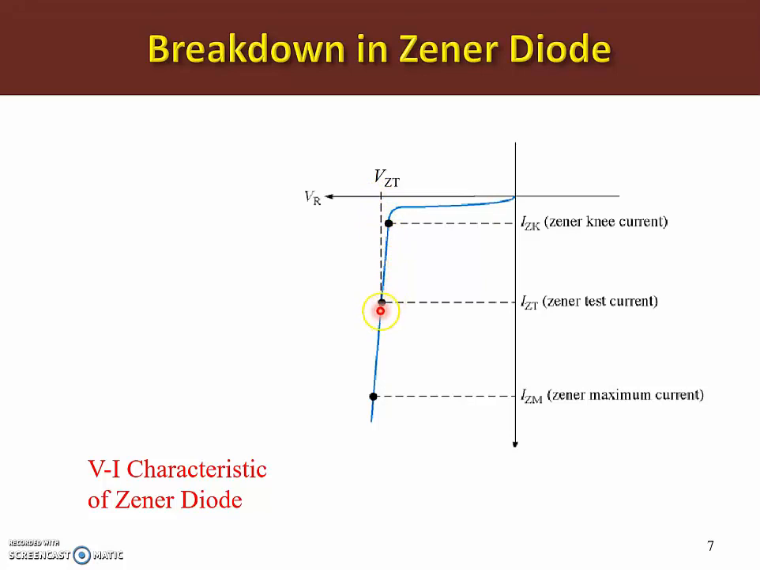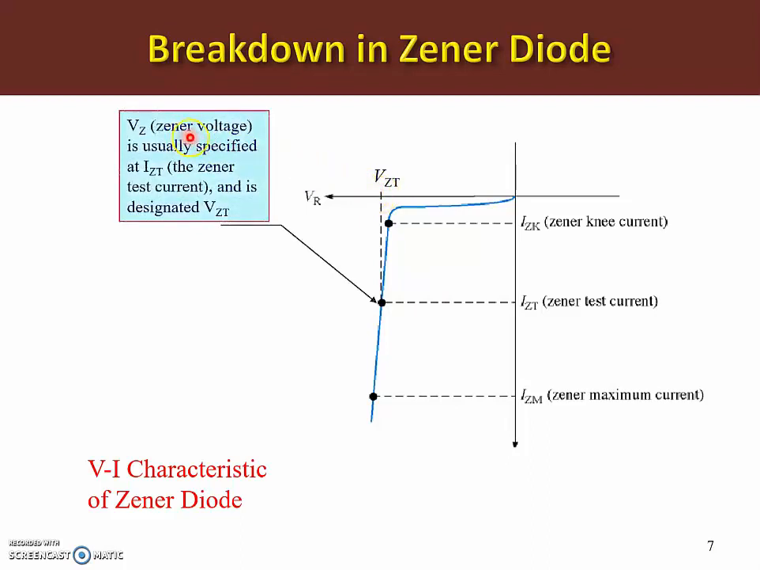This point we call the test point. The manufacturer will specify the test current, called IZT, the Zener test current. Corresponding to this current is VZT, the Zener test voltage. In the datasheet, the Zener voltage is usually given as equal to this VZT. The test condition voltage is the Zener voltage.